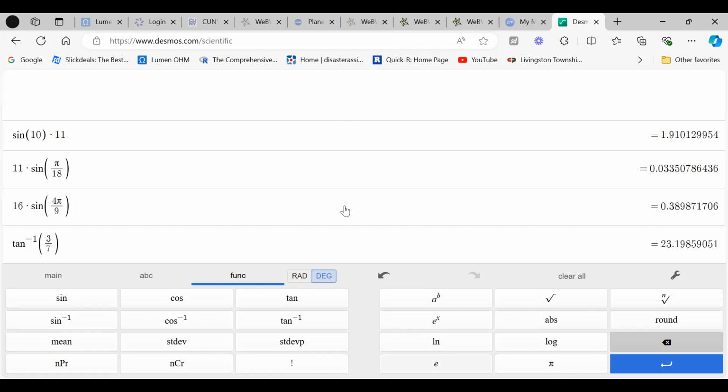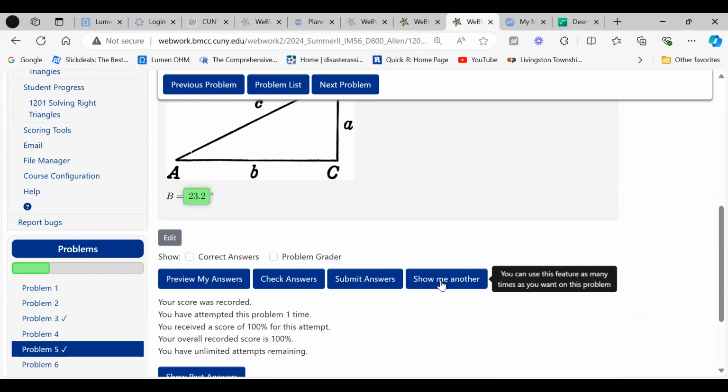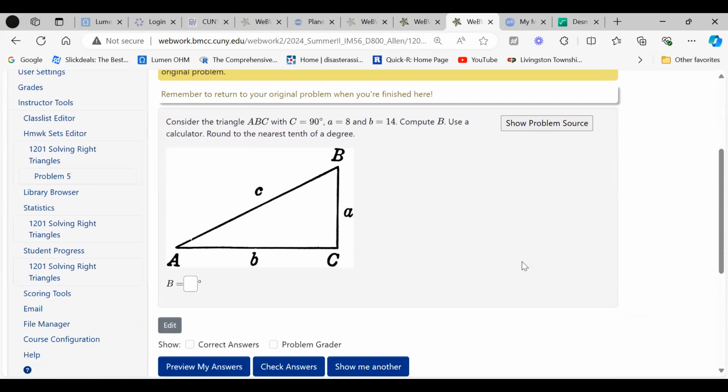Now let's go back to this, and let's try another one, right? You have to try another one. Given A and B, now you want to compute angle B.